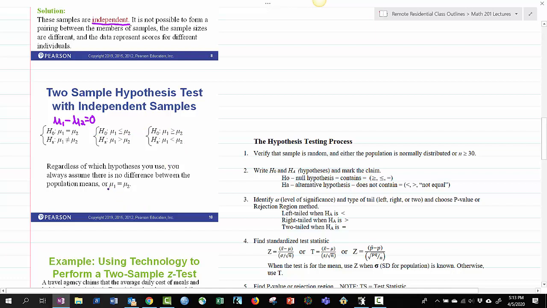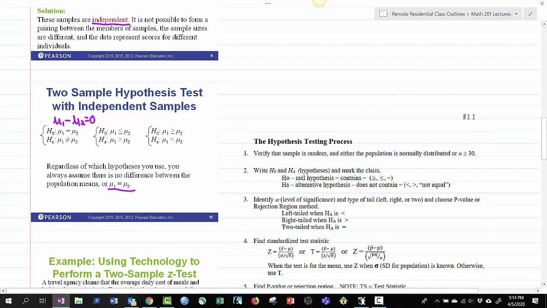And then we make the same kinds of assumptions. We're going to assume every time we do this to start that mu1 equals mu2. It's the same thing as we were doing before. It's the nature of hypothesis testing. You have to make some sort of assumption to run the test. And so we're going to assume the equality part of the null hypothesis, just like we did before.